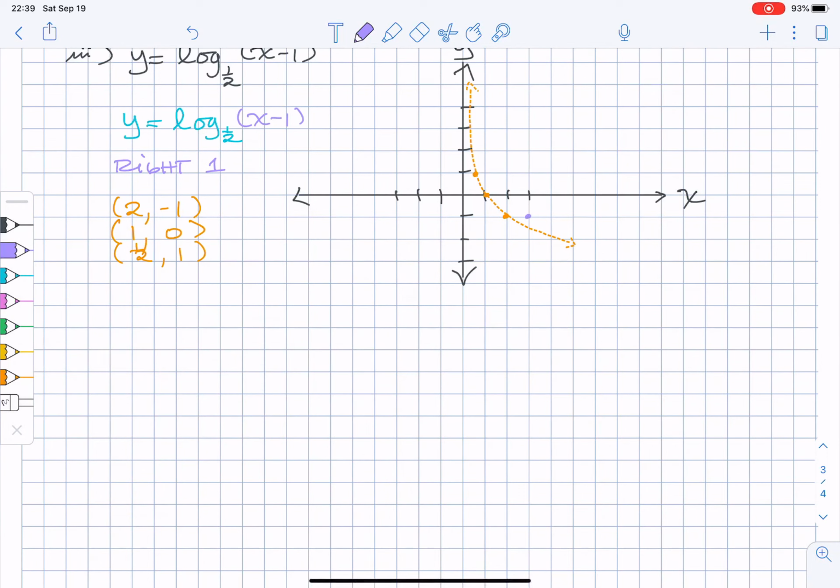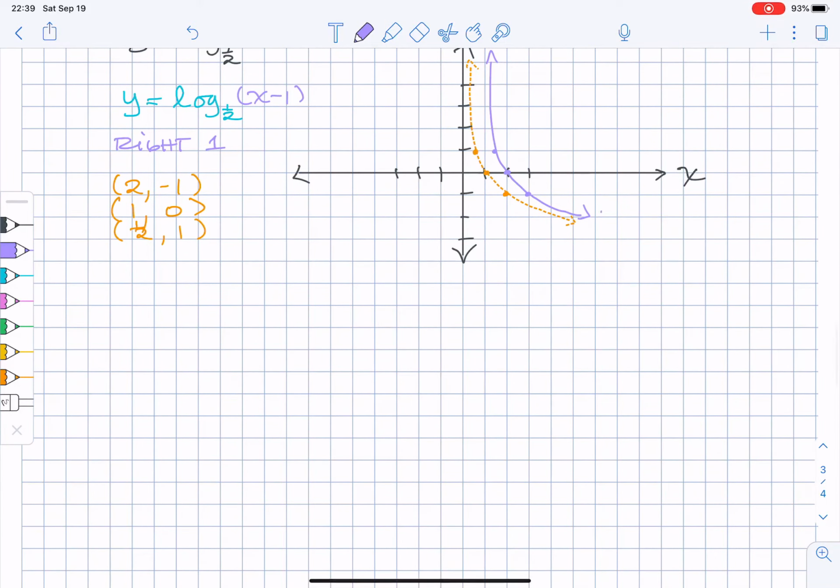So to the right 1. I get a function that looks something like so. Oh, oops, not drawn very well. Like so. Okay, so this is my y. And notice that my vertical asymptote is shifted to the right 1.